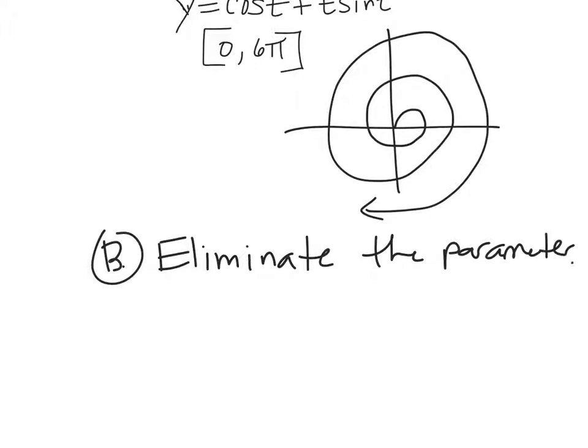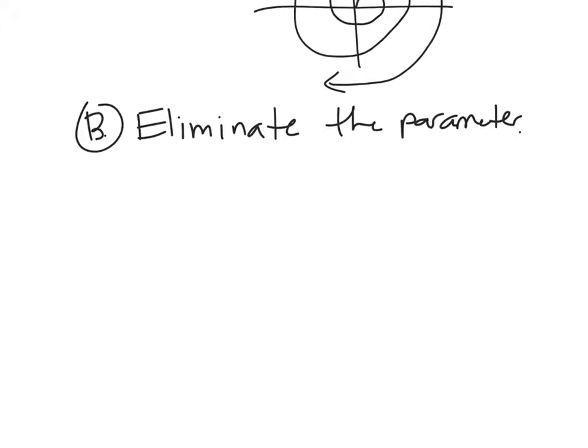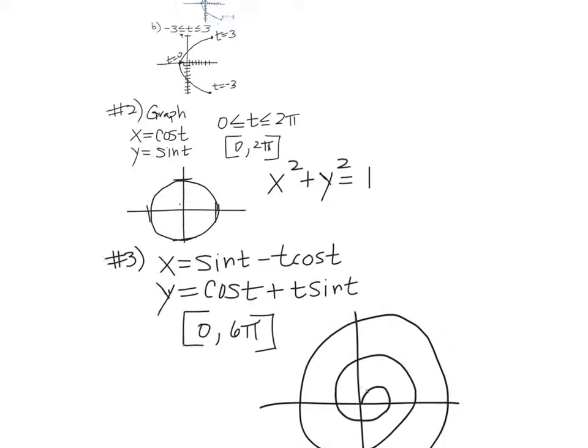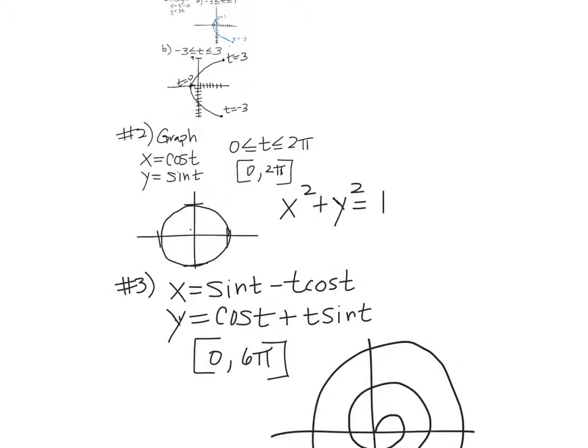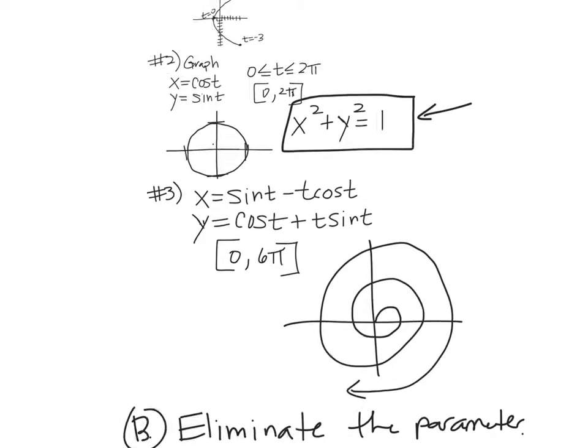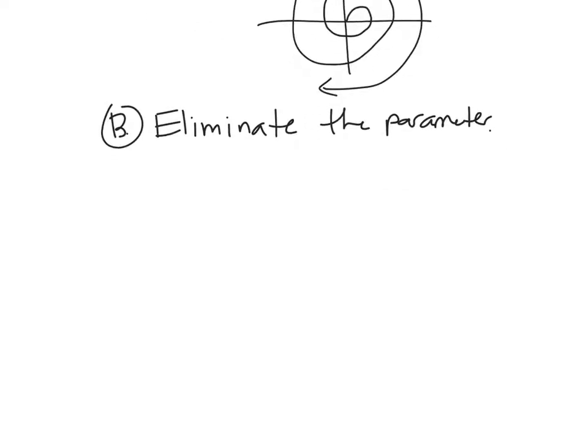Eliminate the parameter. Okay, I already eliminated the parameter on one of these. See this one up here? The parameter is t. To get rid of t means to now write your equation in something that doesn't have t in it. I wrote this circle in this form with no t in it. The stuff we're used to, right? We're not used to t. That t just showed up and we're like, what?